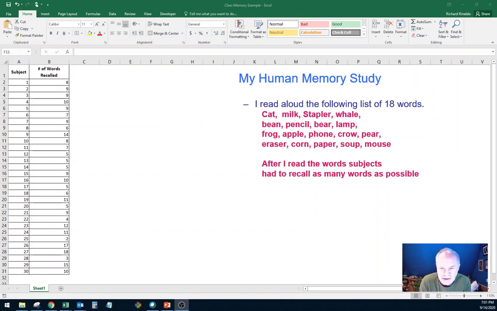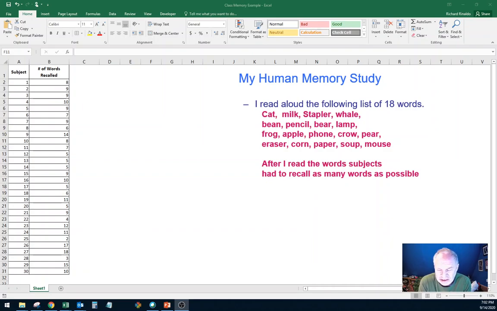I read aloud the list of words you see on the screen. After I had read them aloud, I stopped. I would have had people count backwards from a certain number by, say, 3, to erase any immediate memory effects. Then I handed out a sheet of paper and asked the study participants to write down as many of the words as they could remember.